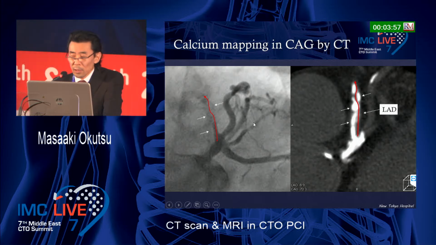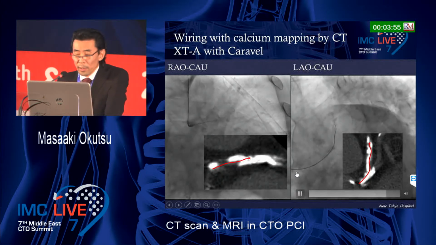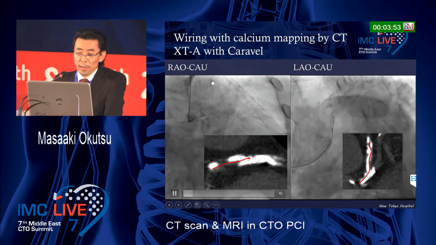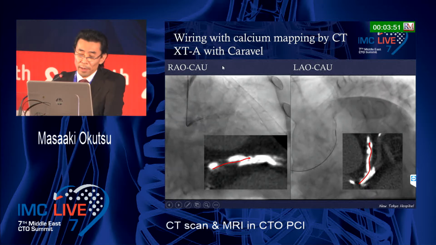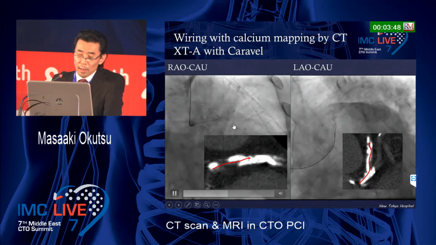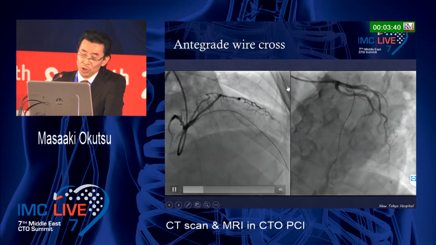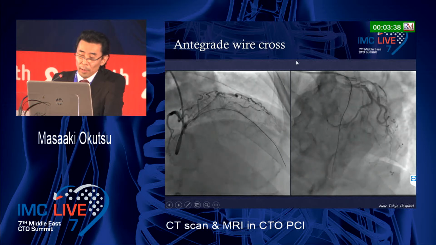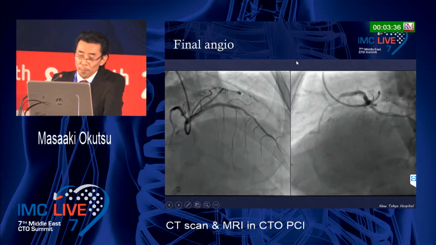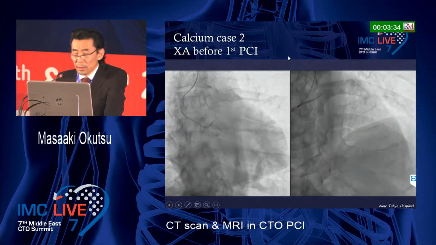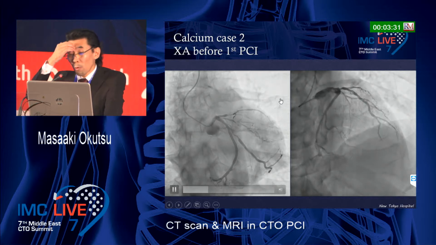So I advanced the guide wire, but this wire, XTA, is not so stiff a wire, and this wire could advance to the more distal part between the calcification layers. So finally we achieved the distal lumen, and this is the final angiogram. A calcium like this is a very good sign for CTO PCI.